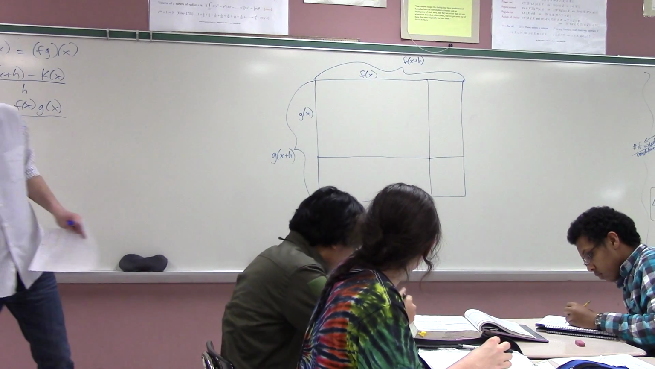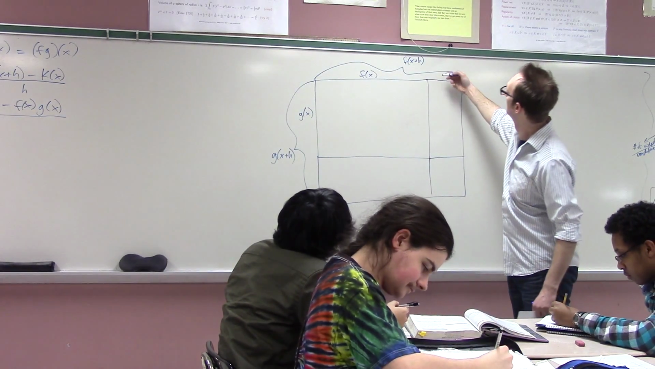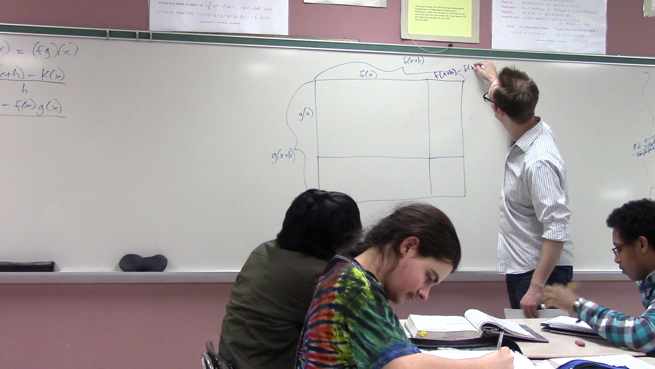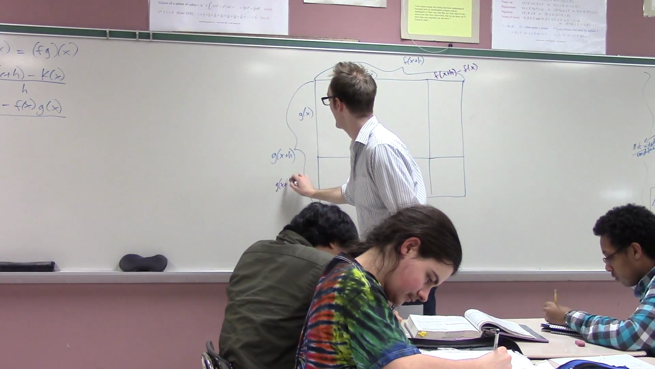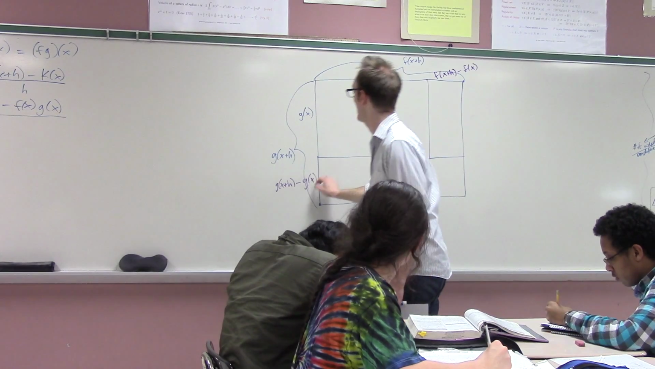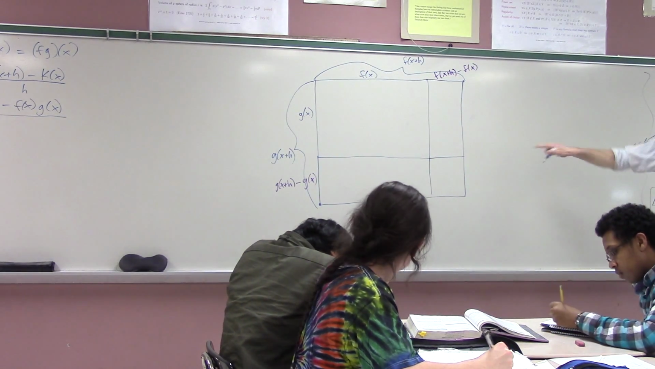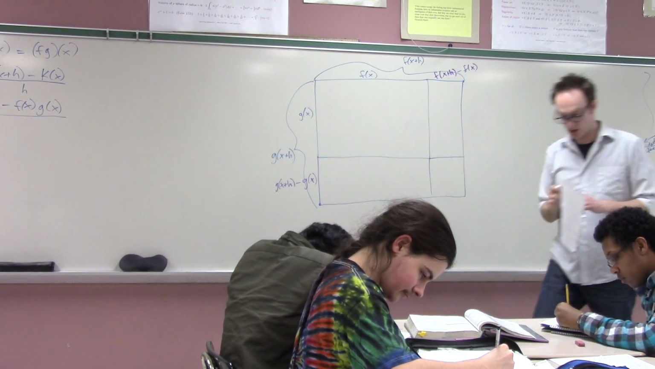Because what is this little piece right here then? This little piece is f of x plus h minus f of x, agreed? This little piece over here is g of x plus h minus g of x. And now, please insert into the three boxes their areas.